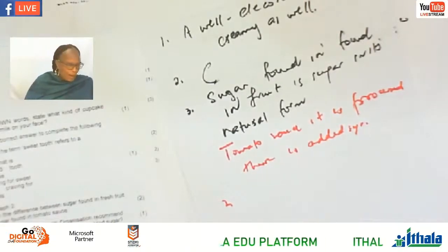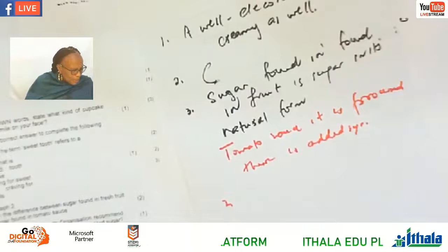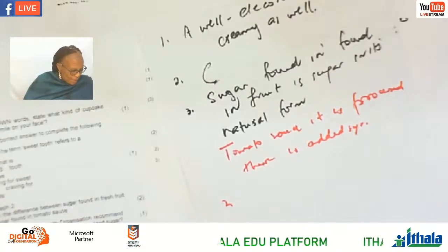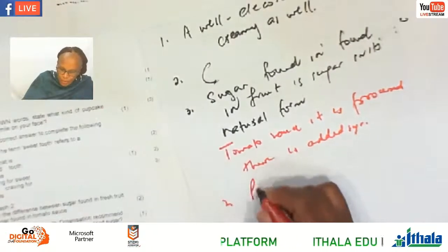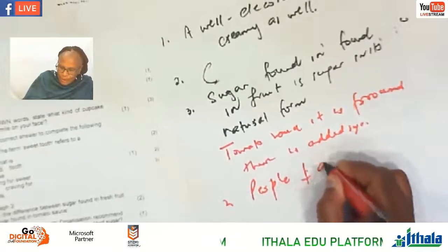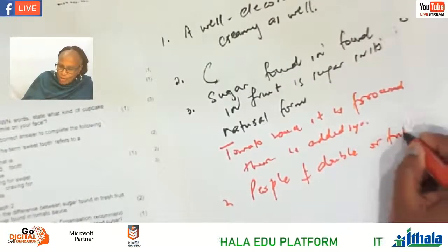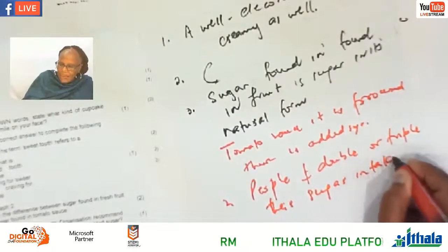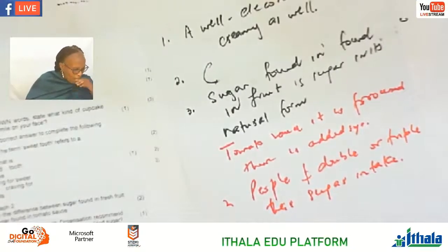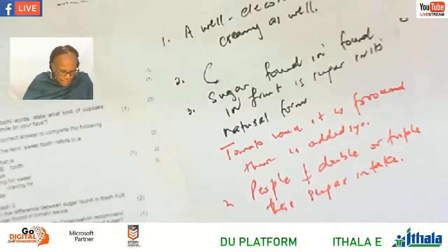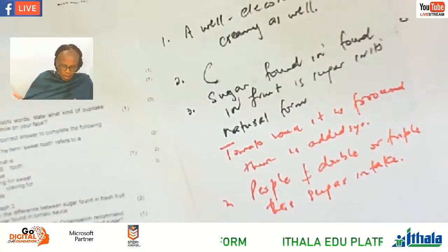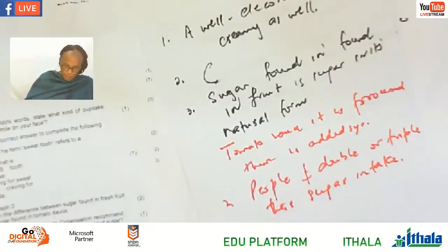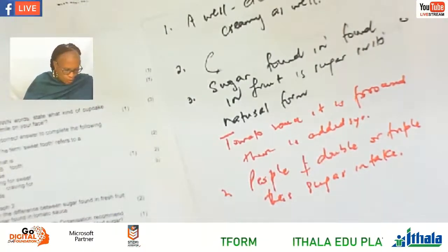Okay, mhlawumbe uzosho ke lapha kuwena uthi many people tend to double or triple the amount of added sugar than they should. People double or triple their sugar intake. And then mabenza lokho, it causes them problems. Why does the World Health Organization recommend that people reduce their consumption of sugar? Because they tend to triple and double, and when they do, it causes them problems when they take a lot of sugar.